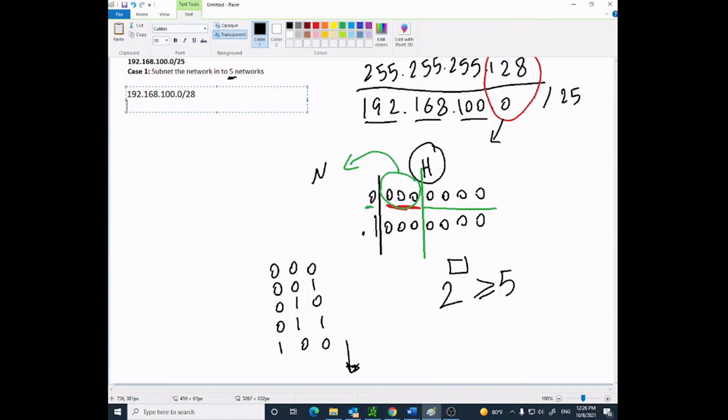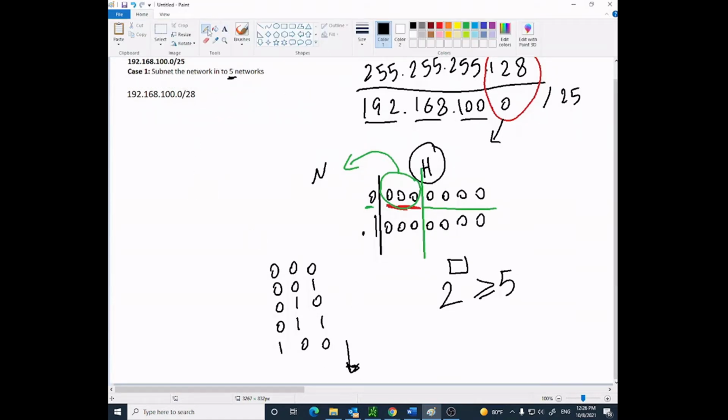My second network, and let me just state that. So here, this is my first network. My second network is going to be this one. Those 3 bits are going to be replacing those 3 zeros here. So it's going to be 0 here, 0 here, and 1 here. So I need to come here and write that IP address.